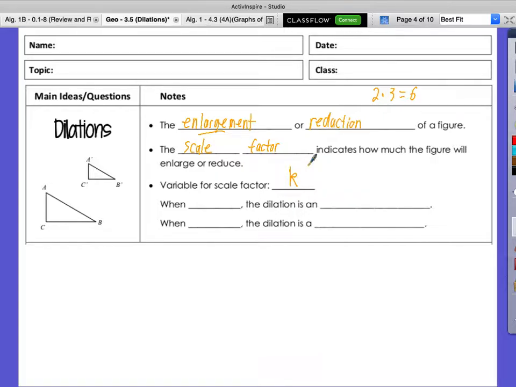Okay. So when this variable is greater than 1, the dilation is an enlargement. That's just saying, whenever we multiply something by a number bigger than 1, it gets bigger. Like if you multiply something by 2 or 3 or 4, we're doubling it, so it gets bigger. Whenever k is less than 1, the dilation is called a reduction.